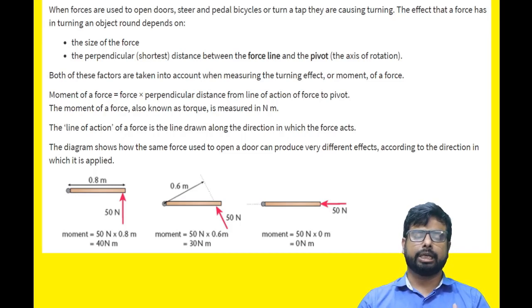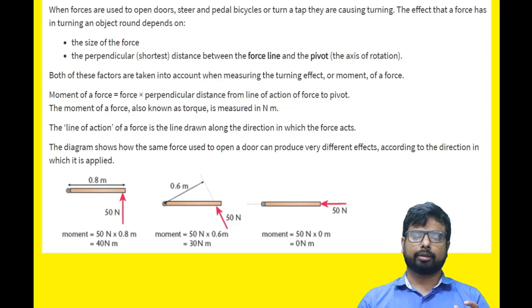In the first case, the 50 Newton force acts perpendicularly. The perpendicular distance from the pivot is 0.8 meter and the force applied is 50 Newton. So moment equals 50 into 0.8, 40 Newton meter. In the second case, the force acts in a different direction, so the perpendicular distance will be 0.6 meter. So moment will be 50 into 0.6, 30 Newton meter.